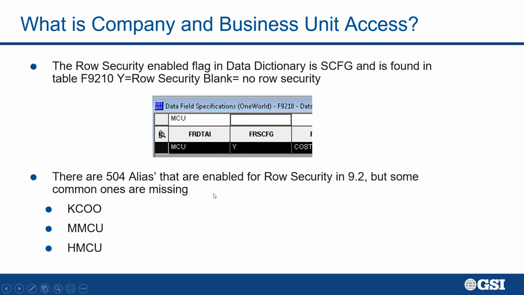There are 504 aliases that are enabled for row security in 9.2. However, some of them are not enabled. For instance, KCOO, MCU, and HMCU. We'll get into in a second how to enable and disable aliases for row security.